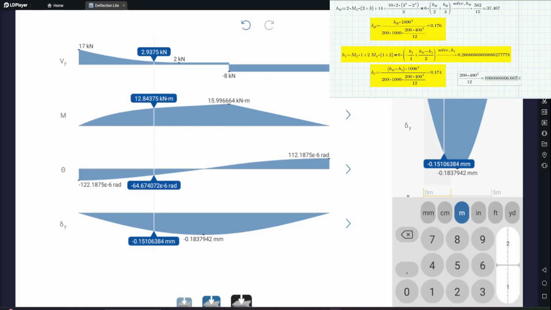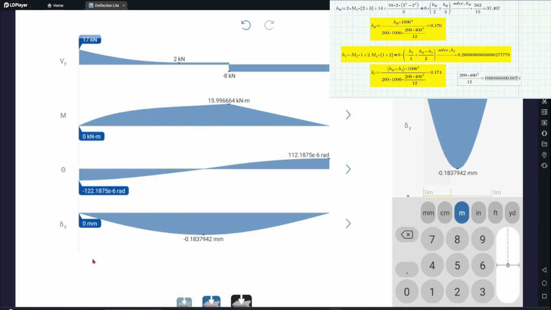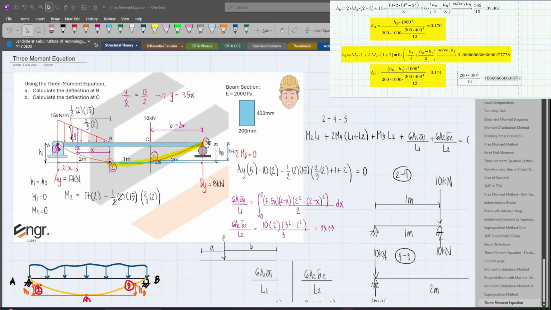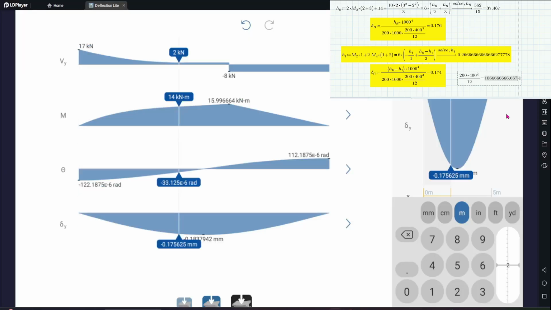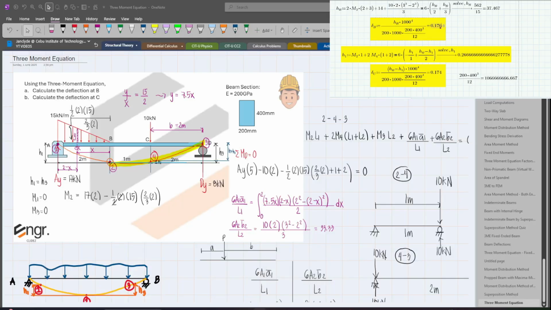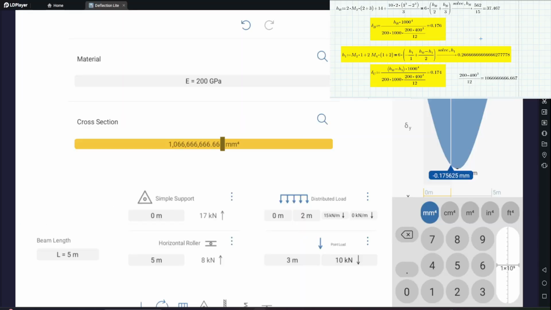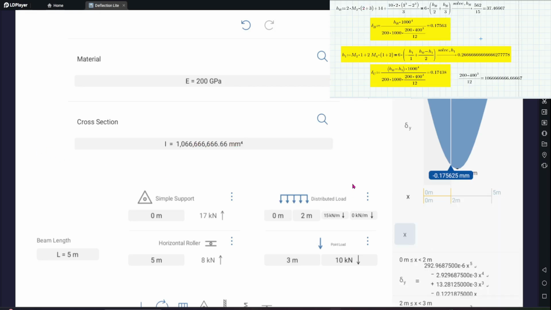Click lang natin. Then, let's move it to point B. Now, point B is 2 meters from the left. Ayan. We would get 0.175625. Which is this one. 0.176. Now, change natin yung number of decimals into 5 decimal places. Ayan. So, 0.17563. Or this is essentially 625. Ayan. So, same lang.